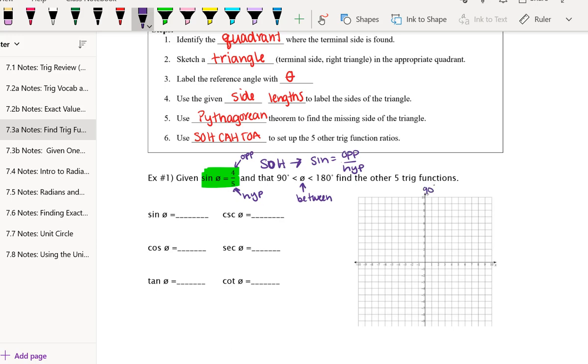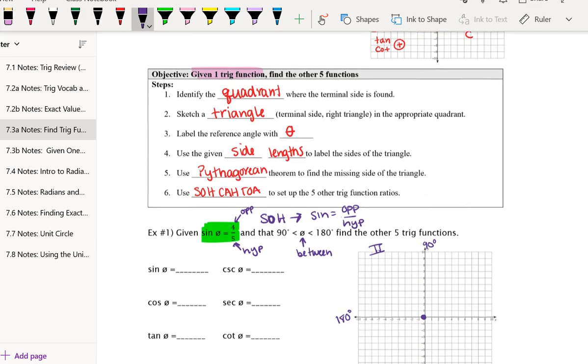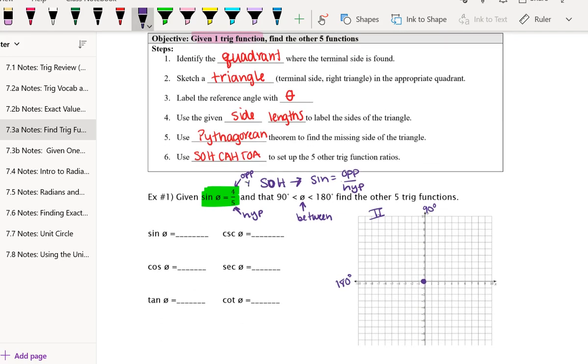So if this is 90 degrees here and this is 180 degrees here, that means that the opposite and the hypotenuse are somewhere in this 90 and 180 range, so we're in quadrant 2. Okay, so the first thing we know is our triangle needs to be here in quadrant 2. Okay, sine is 4/5, so the hypotenuse is 5. The opposite, so if my angle comes from the origin, opposite ends up being the vertical. It's the y value.